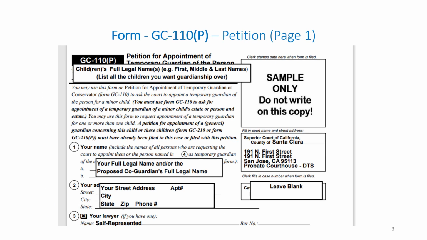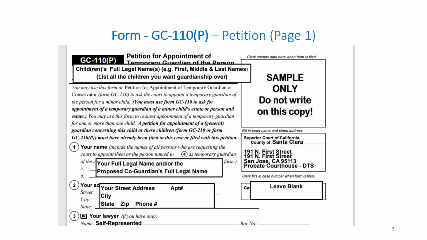We will start with Form GC-110P. This form is called the petition. It is the application to start the process of requesting temporary guardianship of the person. At top of this form, you will list the name of the child or children who you are seeking guardianship of. Full legal name should always be used on the forms.